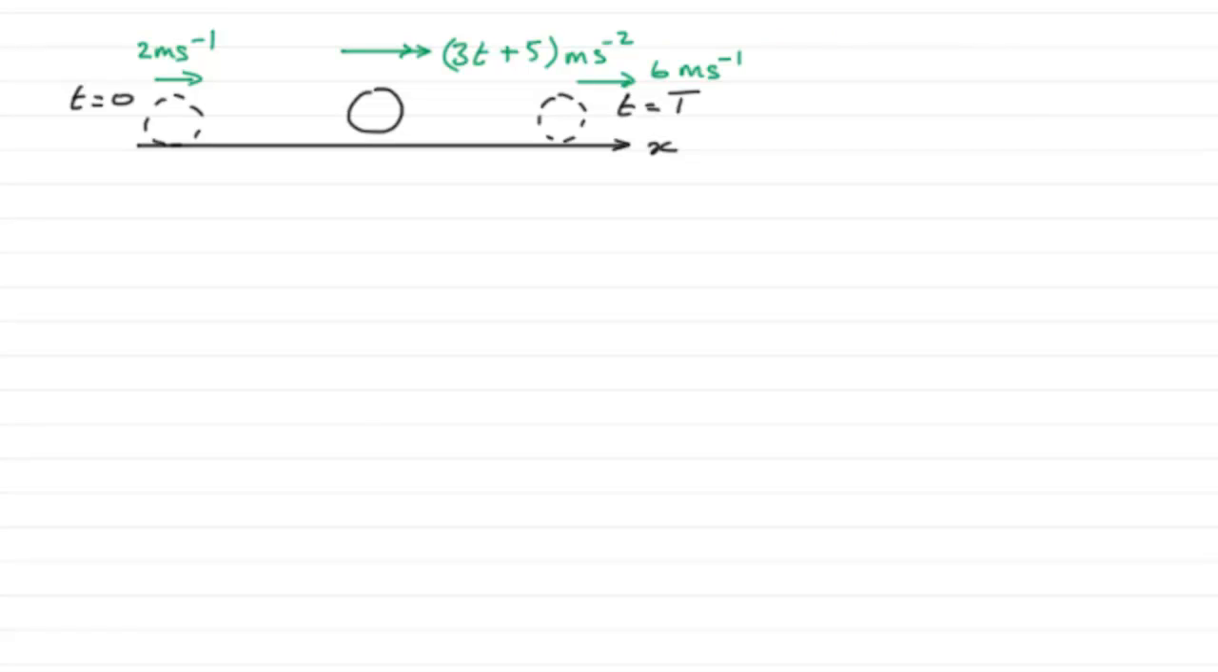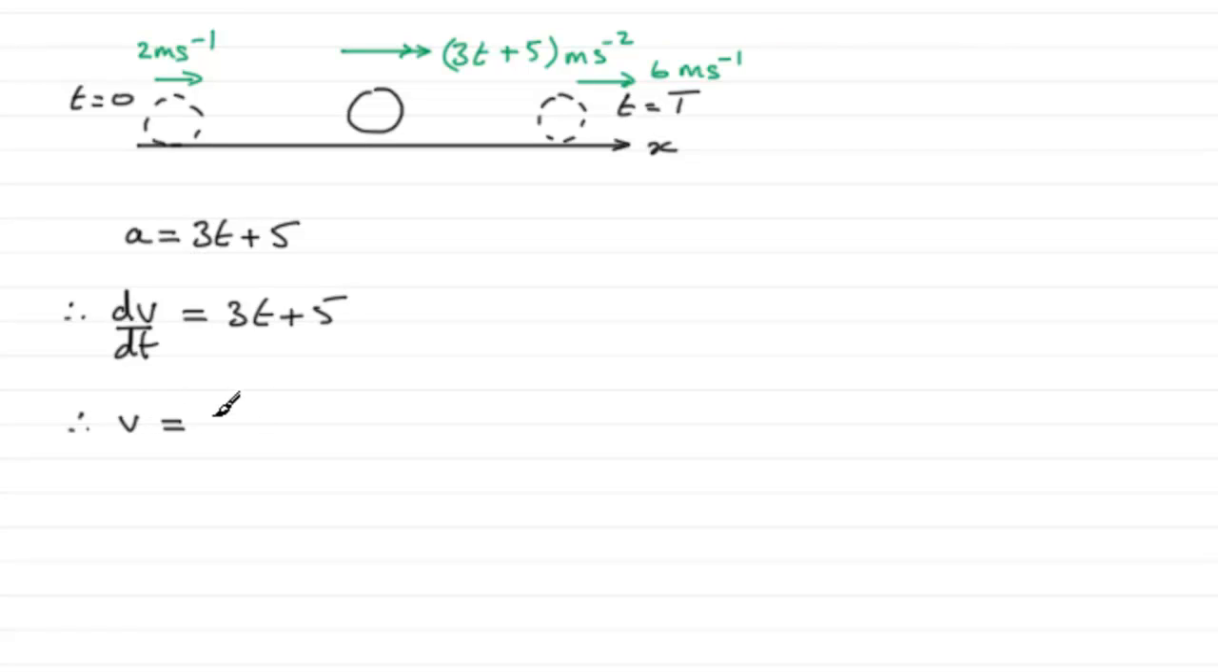Well, what we're given is the acceleration, so let's start with that. We know that the acceleration is 3t plus 5, and we've got to work backwards from here. Because the acceleration is not constant, it is given by dv by dt, the rate of change of velocity with respect to time. So dv by dt equals 3t plus 5. And to get what v is, we need to integrate with respect to t.